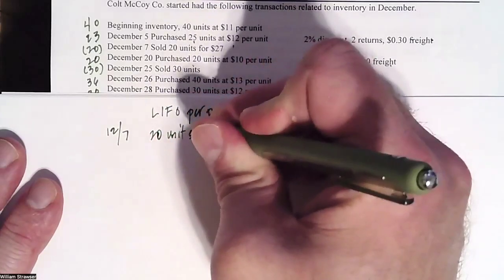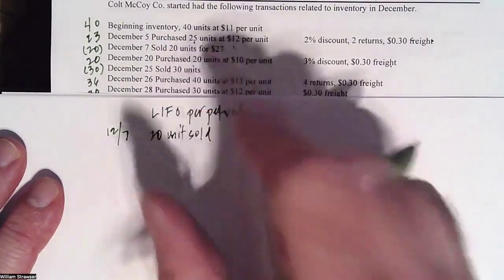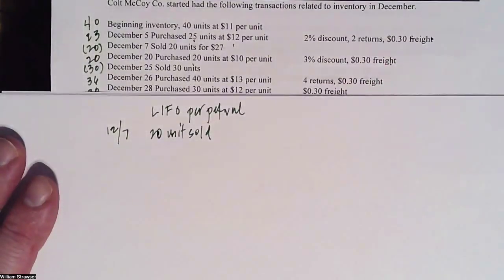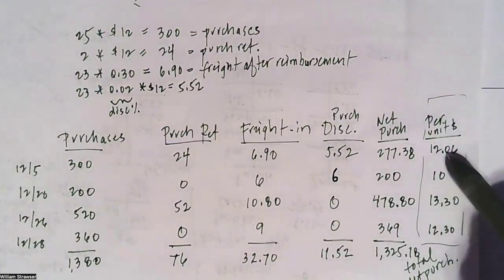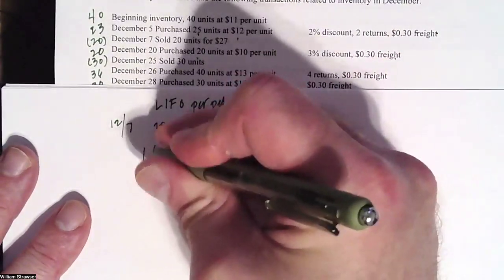And if I'm going with my most recent purchase, then I'm going to go with the ones that I just bought on December 5th, because those were the last ones that I purchased. And if you go back to our work with the table, we know that this is 12.06 per unit. So that's the price point of those 20 units. So I need 20 units.